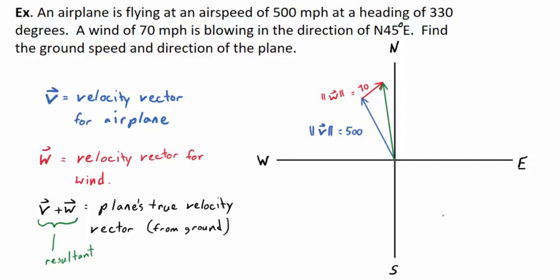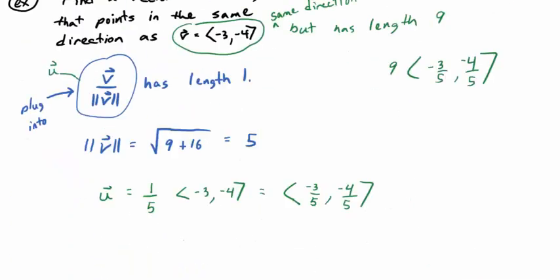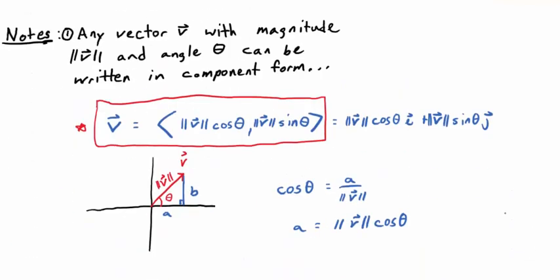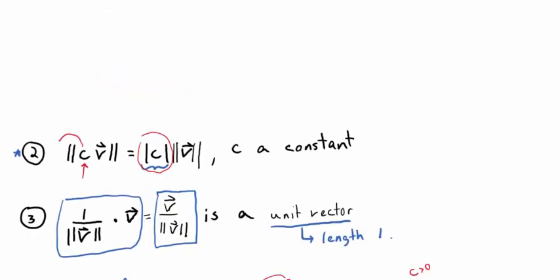Okay, well, we can do that because earlier we talked about this formula. If you have a vector v and all you know is its magnitude and direction angle, you can get its component form by taking the magnitude times the cosine of theta to get the horizontal component, the magnitude times the sine of theta to get the vertical component. That's exactly what we're going to do here on both vectors, v and w.